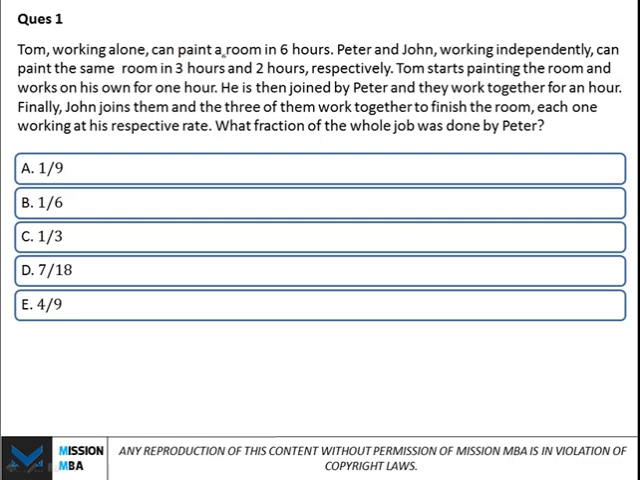Tom, working alone, can paint a room in 6 hours. Peter and John, working independently, can paint the room in 3 hours and 2 hours. Tom starts painting the room and works on his own for 1 hour. He is then joined by Peter and they work together for an hour. Finally, John joins them and the three of them work together to finish the room. Each one working at the respective rate, of course. What fraction of the whole job was done by Peter?